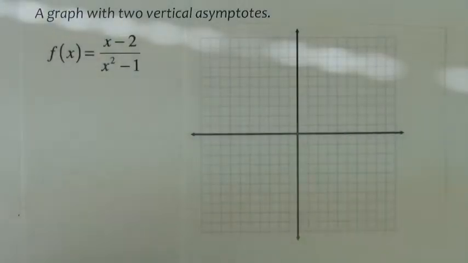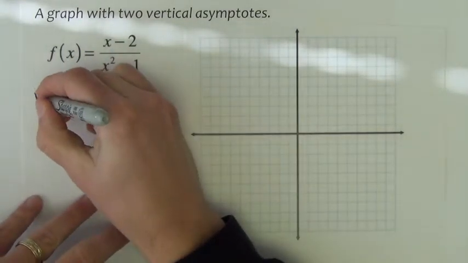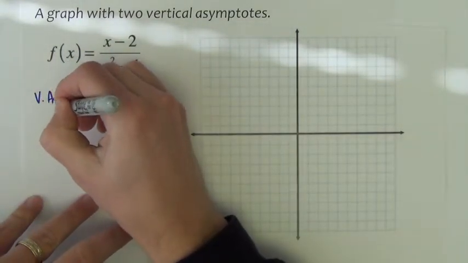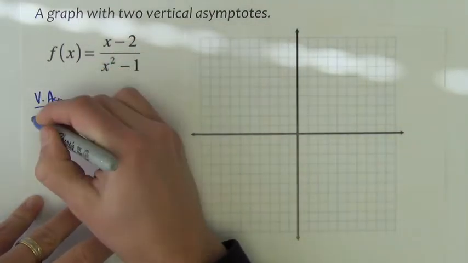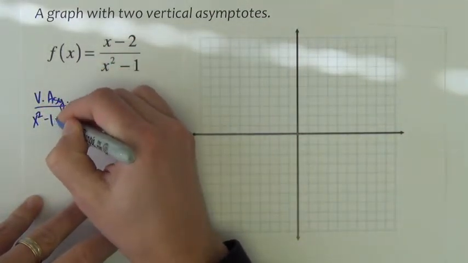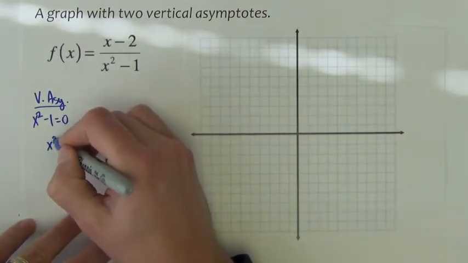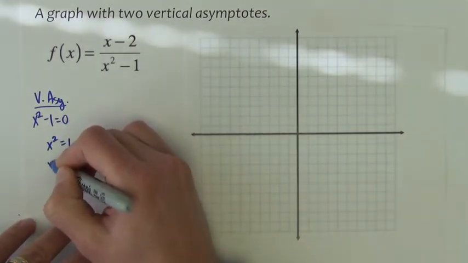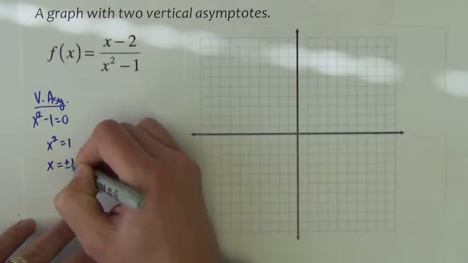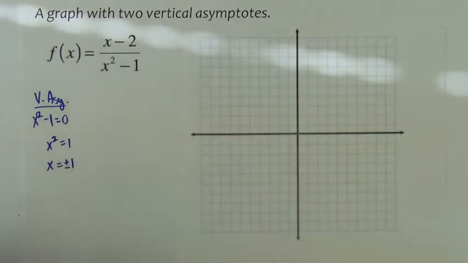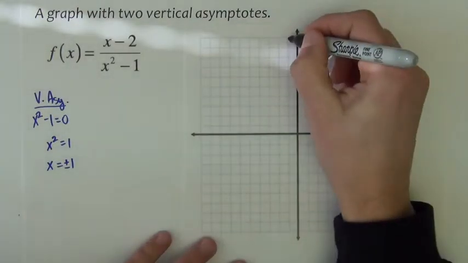This next function shows us a graph that actually has 2 vertical asymptotes. Let's begin by finding those. I take my denominator x squared minus 1, set it equal to 0. Solve for x, that's the same as x squared equals 1. So take the square root, we get plus and minus 1. So we've got vertical asymptotes at positive and negative 1.